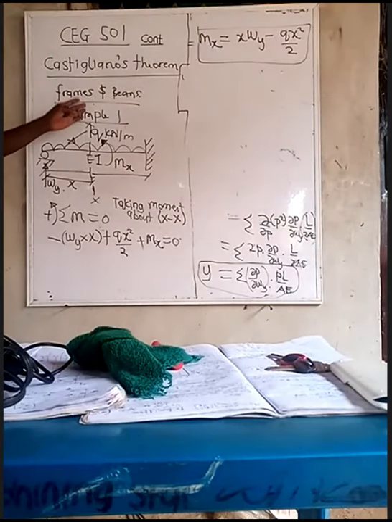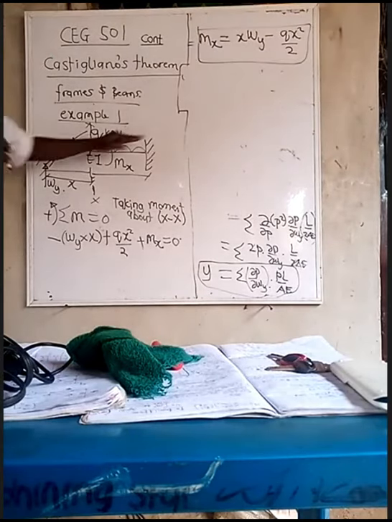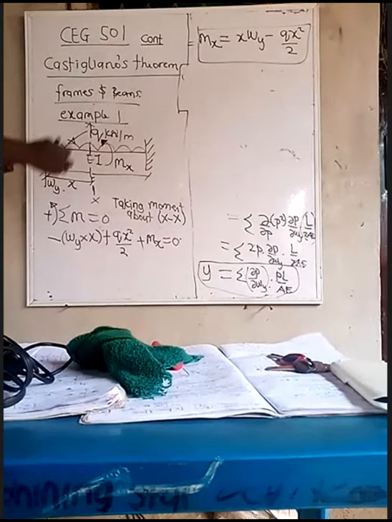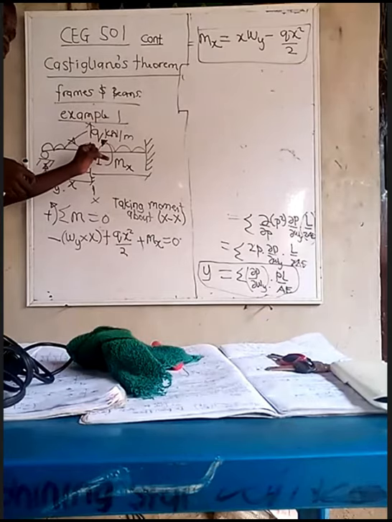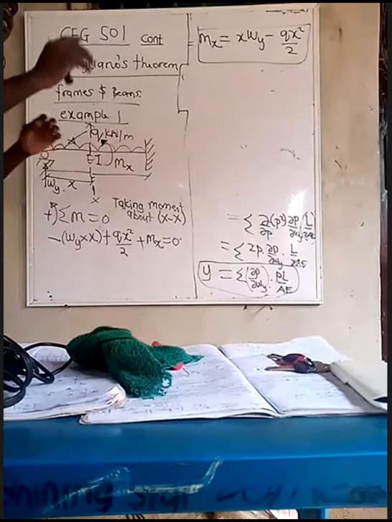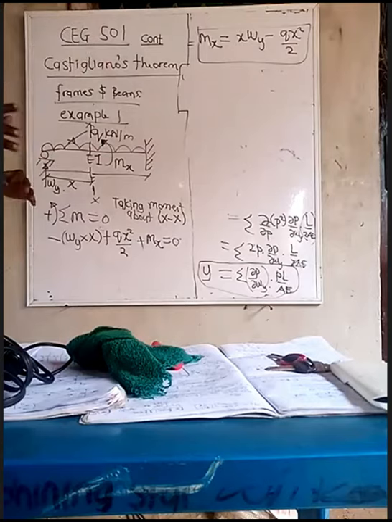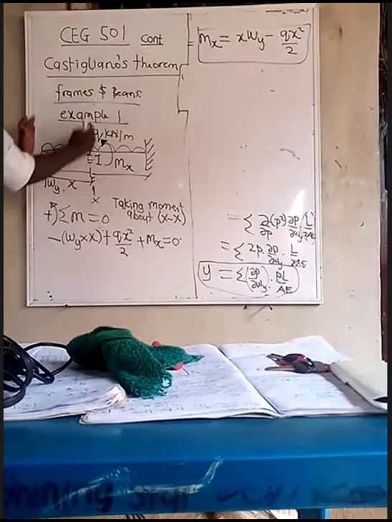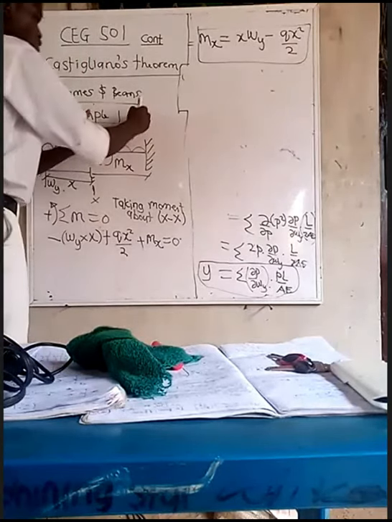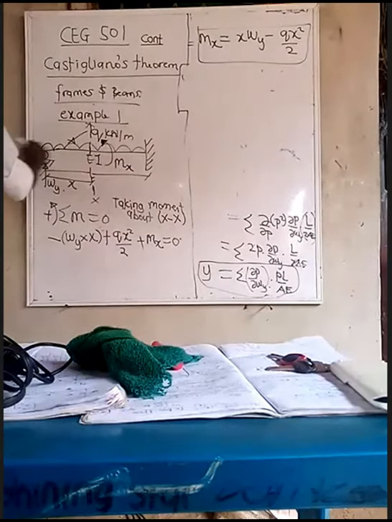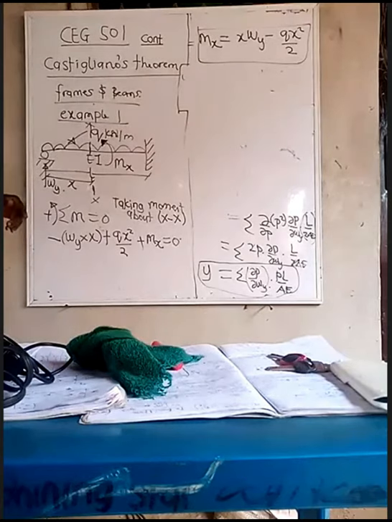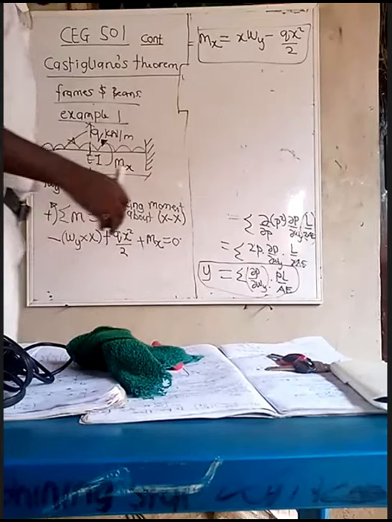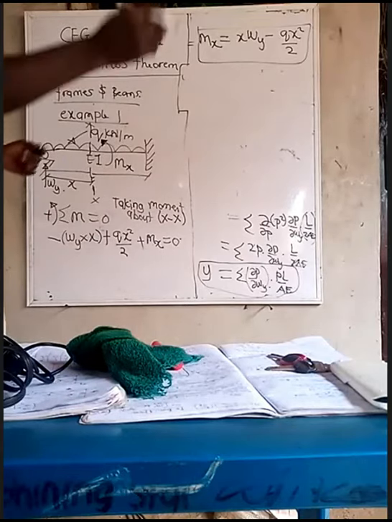Now, there is no break in the system. What I mean by that is that if we had a force acting here, then there's going to be two bending moments involved. We're going to find the bending moment for this first part and for this second part. For now, it's just a UDL throughout. So that's why this one is enough for the whole length of the cantilever beam. So this is the MX.